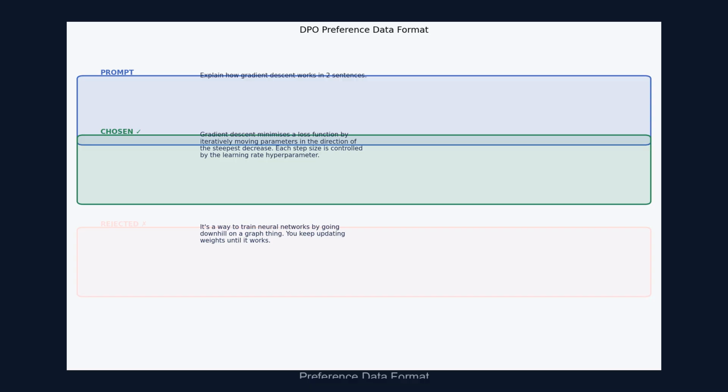When you're writing your own preference pairs, use this as your mental benchmark. The chosen response should be something you'd be proud to show a colleague. The rejected response should be a realistic failure mode, not a straw man.